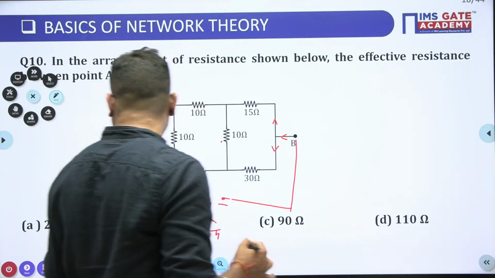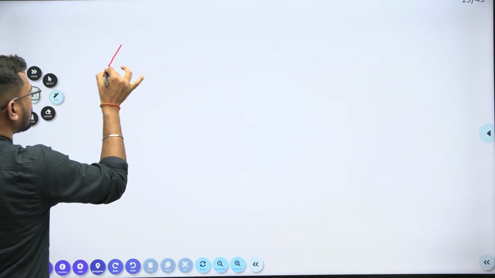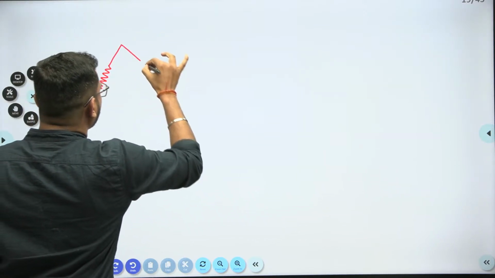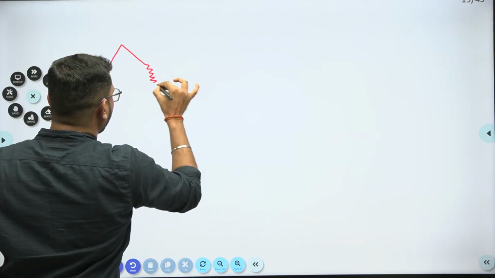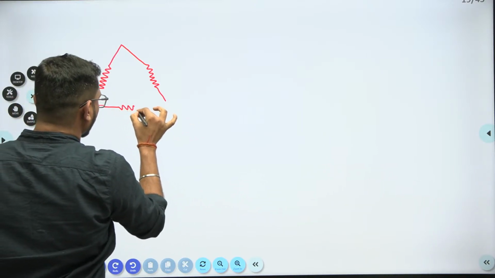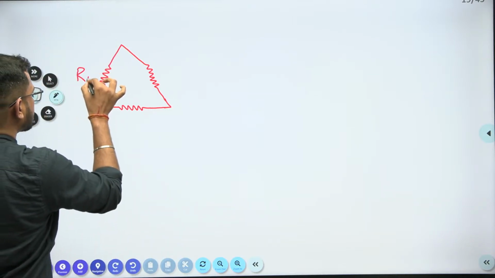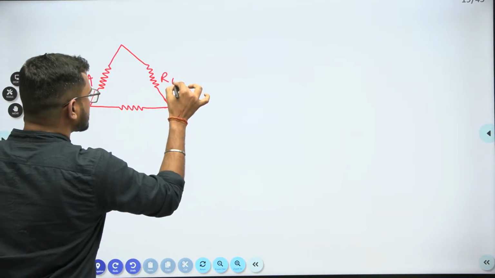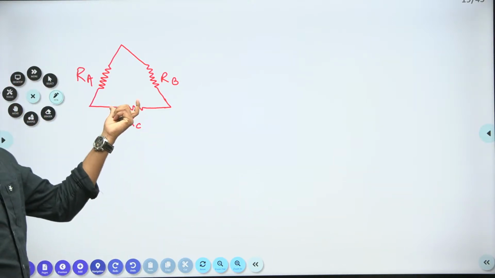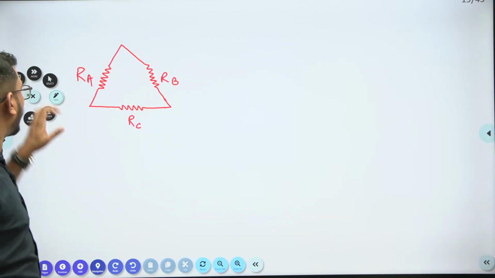सो देखो तो मैं यहां पे क्या कर सकता हूं, है ना, मैं यहां पे लिख रहा हूं, इधर मैं लिखता हूं. चलो, पहले मैं स्टार डेल्टा की बातें कर लेता हूं। Okay, so let us suppose this resistance is RA, this is RB, and this is RC. Okay, so what is this, guys? So this is the delta connection. This is the delta connection of a network of resistors only.